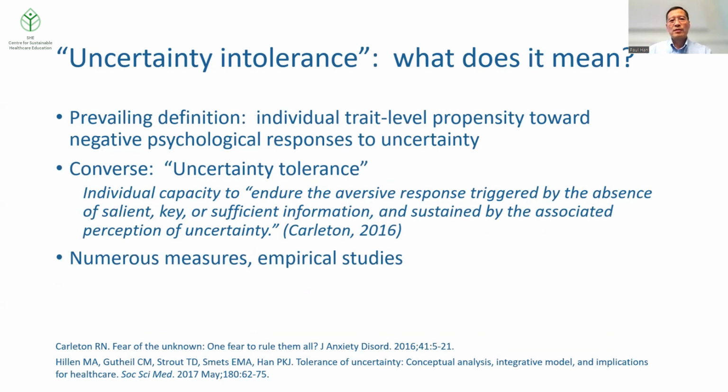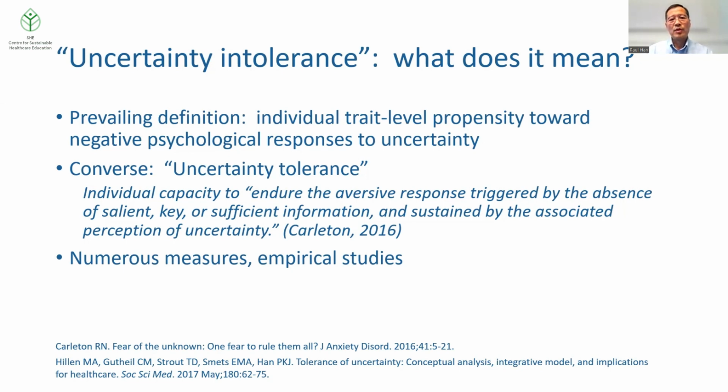And I think in some sense, to answer that question, we have to think about what we really mean by uncertainty intolerance. We have these common sense notions of what it means. And there is a large literature on this in the social sciences, in psychology and sociology. A prevailing conception of uncertainty intolerance is that it's really an individual characteristic. It's a trait level characteristic of people that consists of a propensity towards negative or aversive psychological responses to uncertainty. At least this is the way it's been primarily conceptualized by researchers.